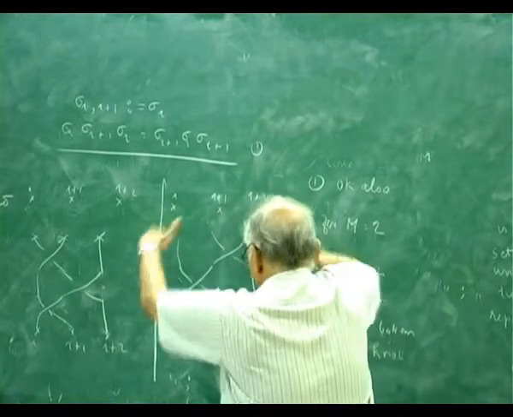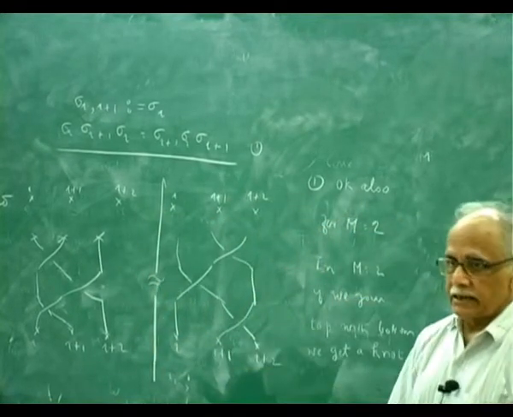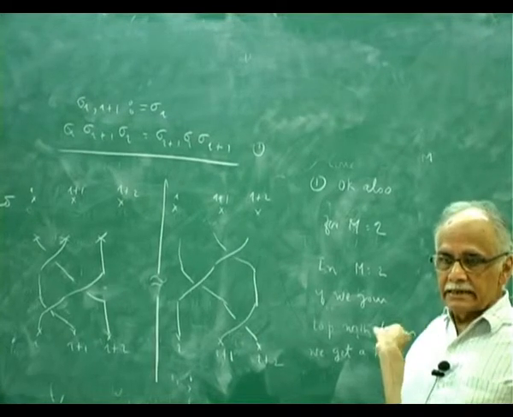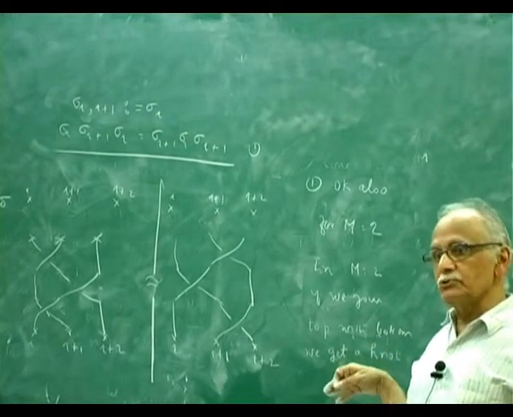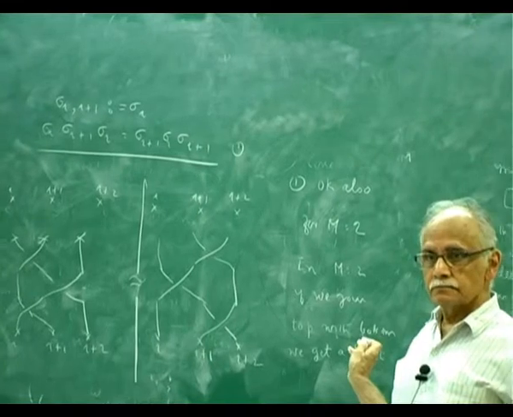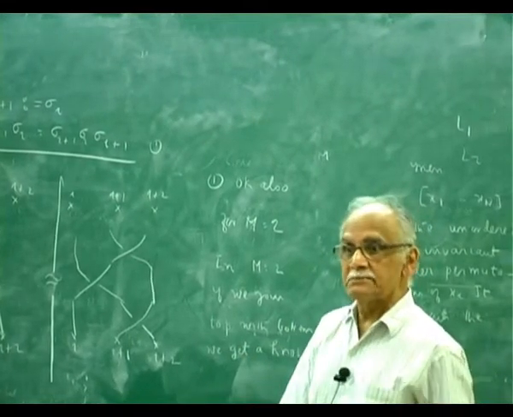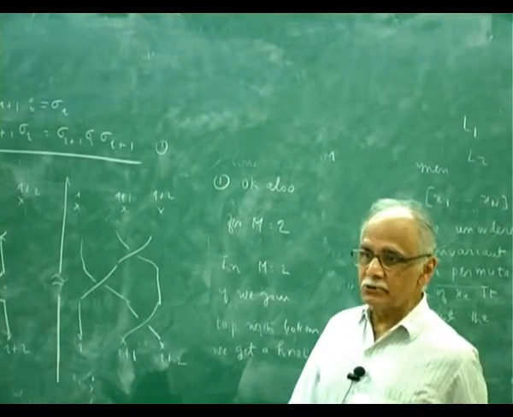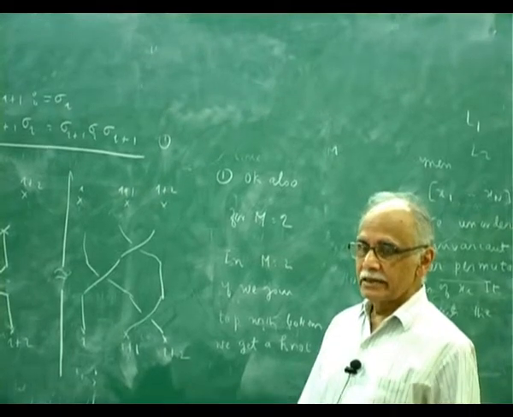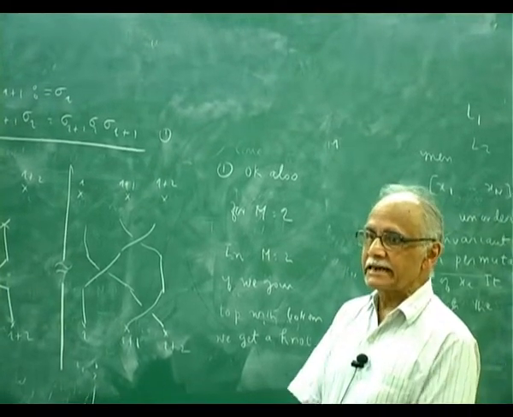If I just join this, okay, I get a knot. So you can see immediately that the braid group has something to do with knot theory. In fact, since the braid group has strongly something to do with conformal field theories, you can see how these things get connected up.